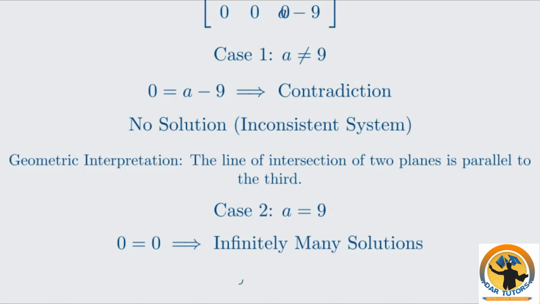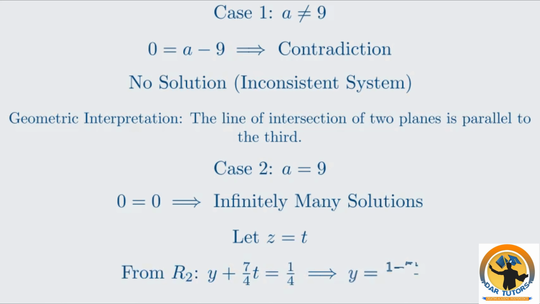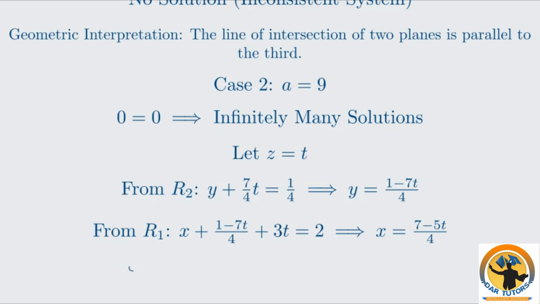If a equals 9, the equation becomes 0 equals 0, which is always true. This means z is a free variable and we have infinitely many solutions. Let z equal t. From the second row, y plus 7/4 t equals 1/4, so y equals (1 minus 7t)/4. From the first row, x plus (1 minus 7t)/4 plus 3t equals 2, which simplifies to x equals (7 minus 5t)/4. This is the parametric equation of a line, case 7.